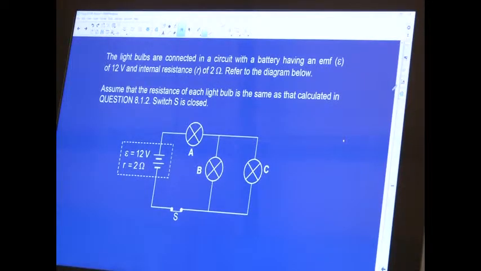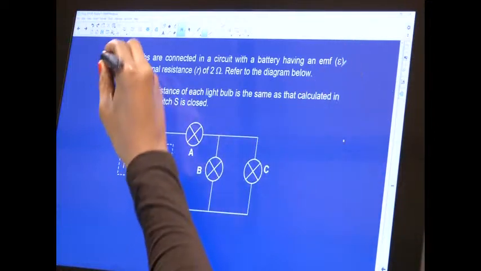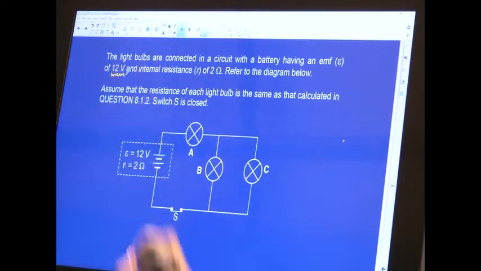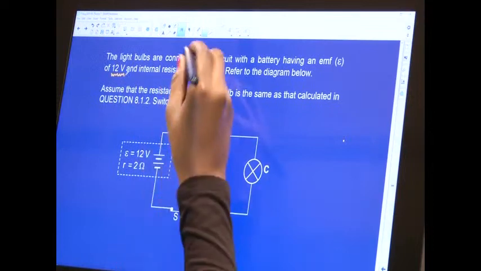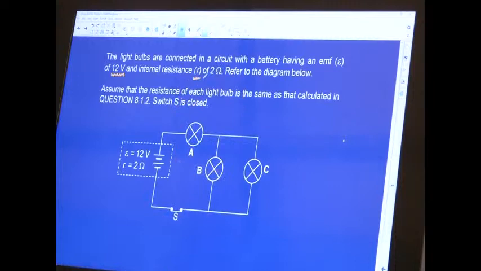So the first one that we're going to do says the light bulbs are connected in a circuit with a battery having an EMF of 12 volts, they've given us that, and an internal resistance. Remember, internal resistance is represented by that small r of 2 ohms. We must refer to the diagram below. Assume that the resistance of each light bulb is the same as that calculated in question 8.1.2 and switch S is closed.